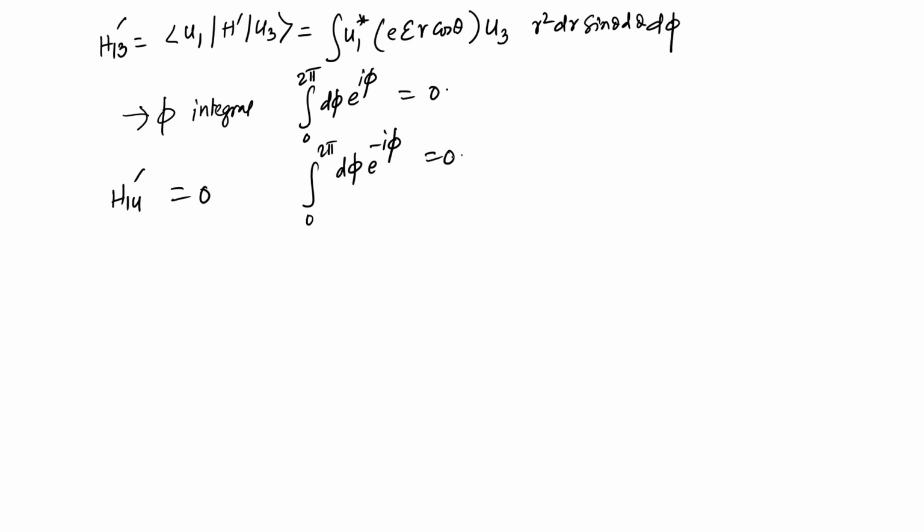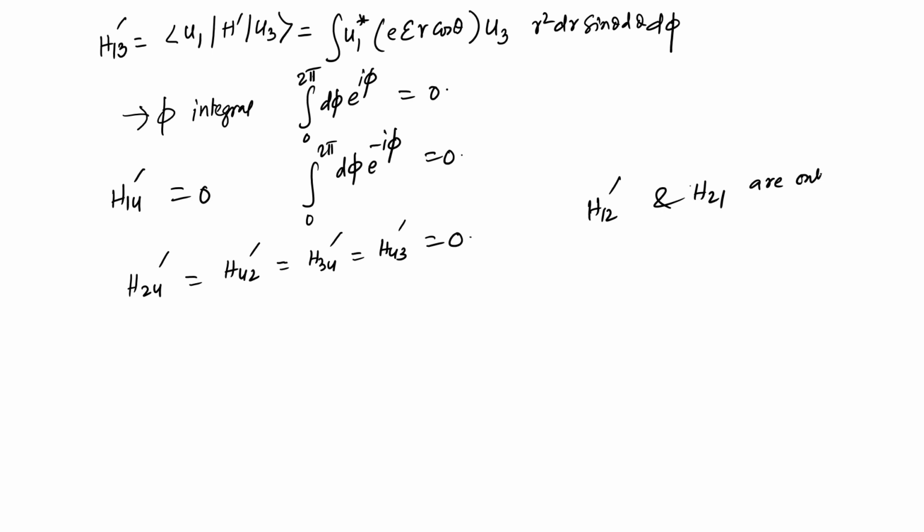So, you can show similarly that the other terms, H24 prime, H42 prime, H34 prime, all of these are equal to 0 for this particular case, and you are only left with H12 prime and H21 prime as non-zero. If that is the case, we have to calculate H12 prime and H21 prime.